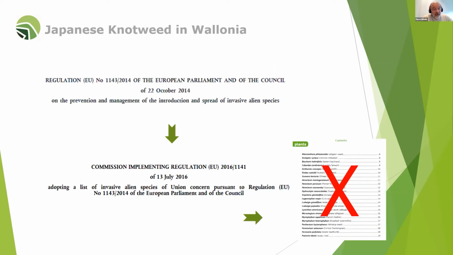These European rules are included in a specific regulation, as you can see here, which entered into force on the 1st of January 2015. And the core of this regulation is the list of invasive alien species of Union concern. And you know what? Asian knotweeds are not included in this list of alien species. And this is why the CIEI goes further than the EU regulation and supports management measures for this plant.